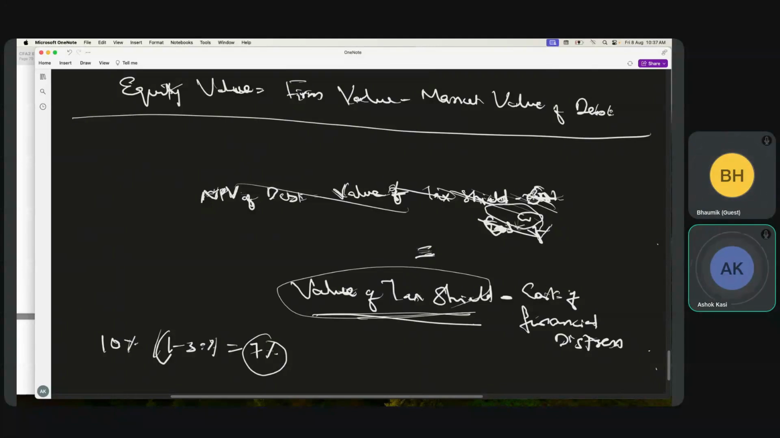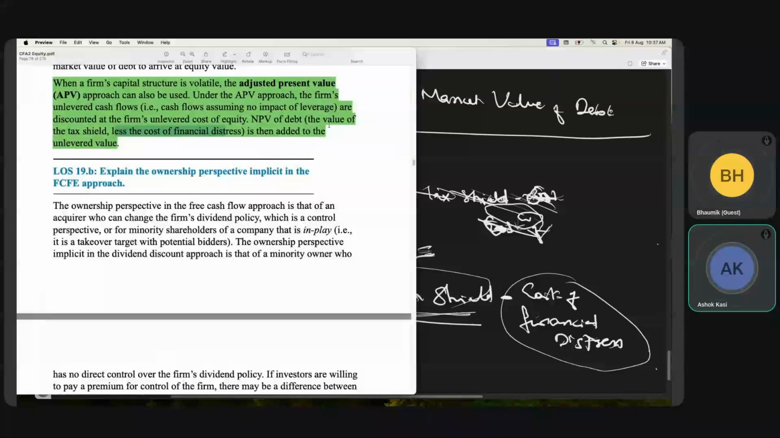They are saving, but there will be some financial distress also for that reason, which they will subtract. So from that 3 percent, let's say it comes to 100 crores. From that 100 crore, let's say 20 crore is financial distress. Then 80 crores is the net present value of debt. And then the unlevered cost of equity applies to free cash flow to equity.